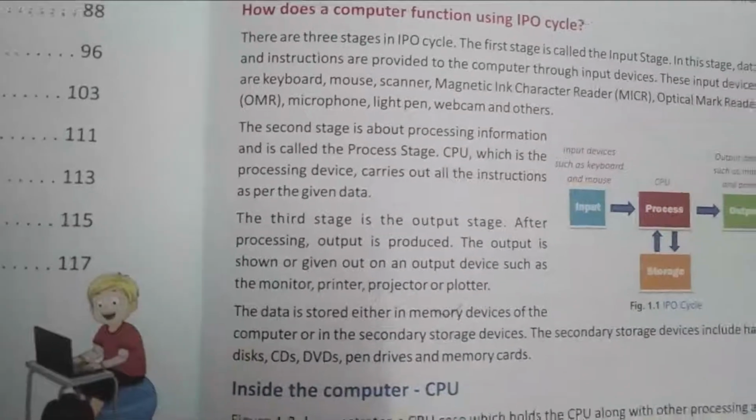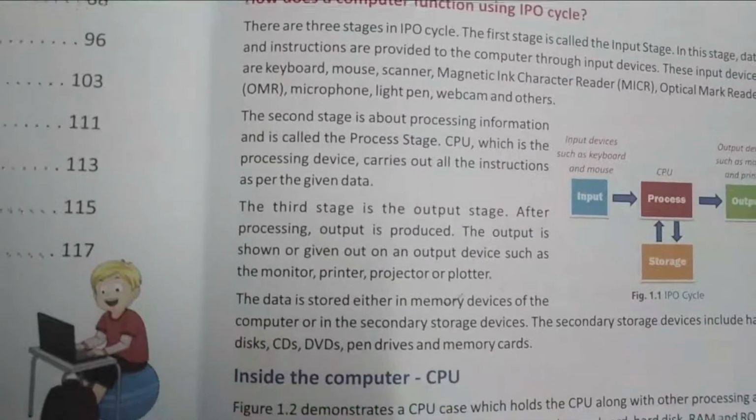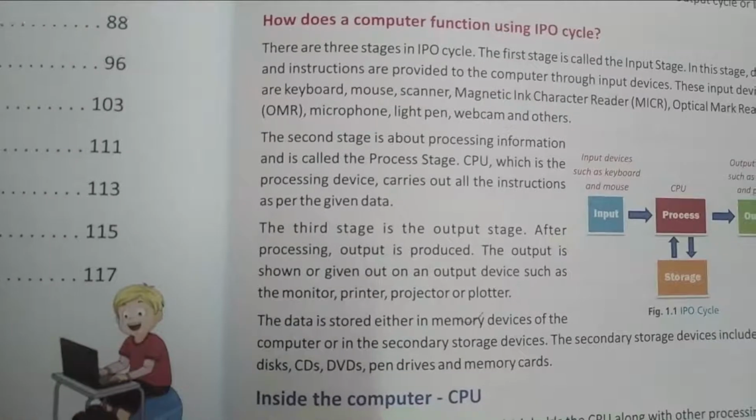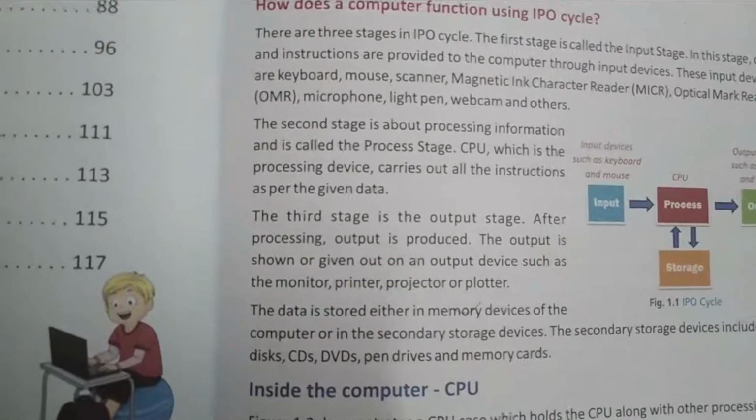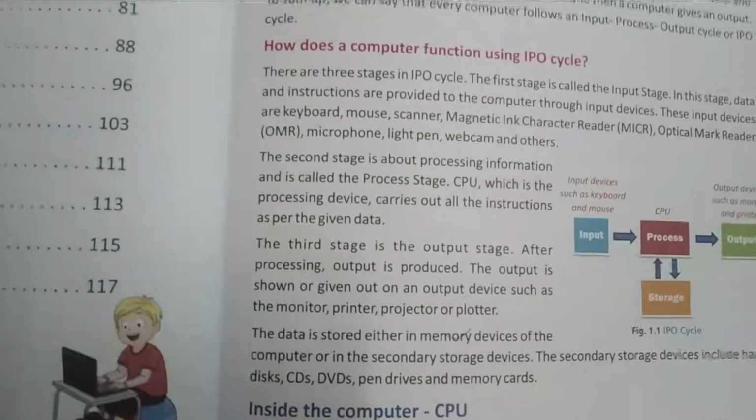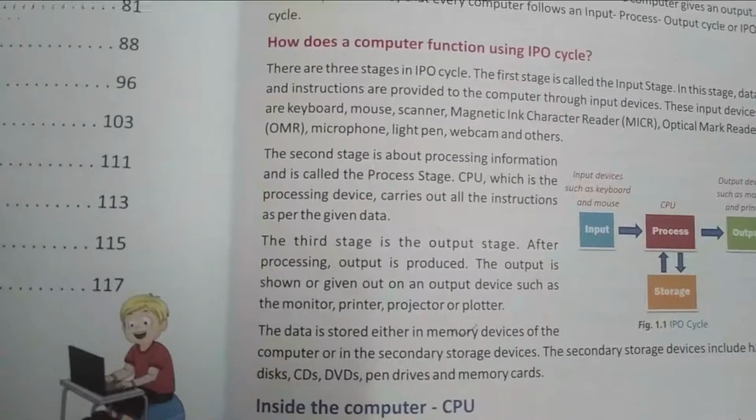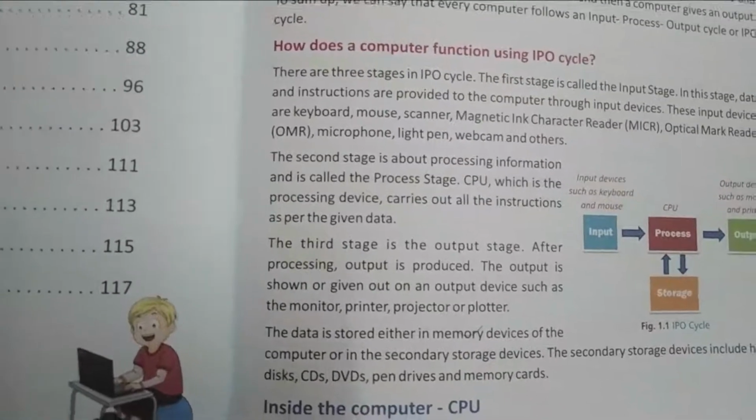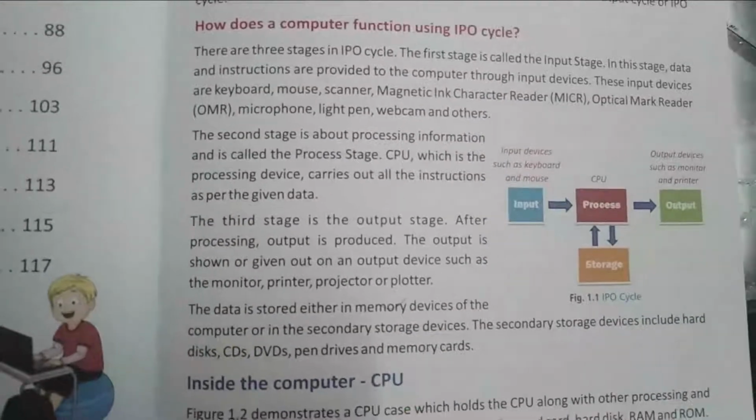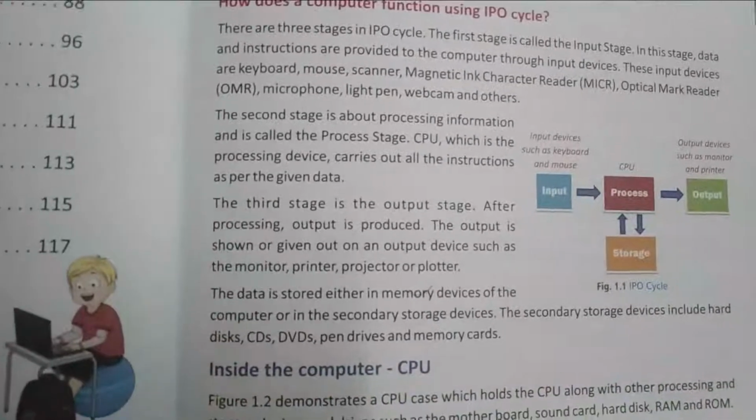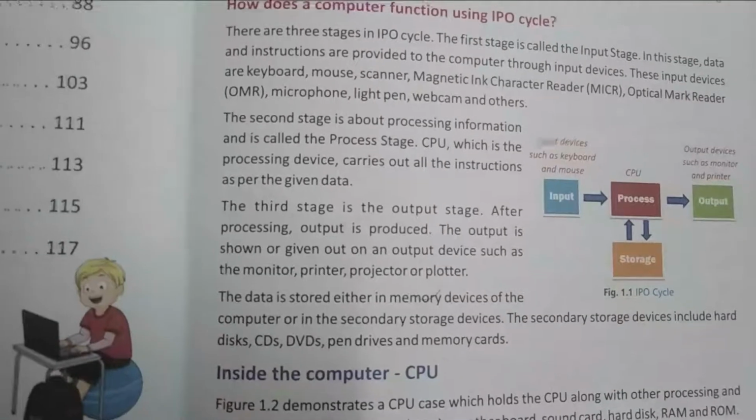After processing, output is produced. The output is shown or given out on an output device such as the monitor, printer, projector, or plotter. The data is stored either in memory devices of the computer or in the secondary storage devices. The secondary storage devices include hard disk, CDs, DVDs, pen drives, and memory cards.